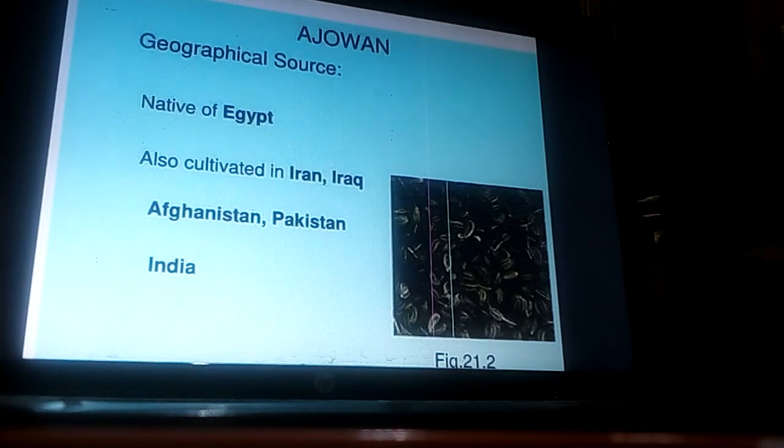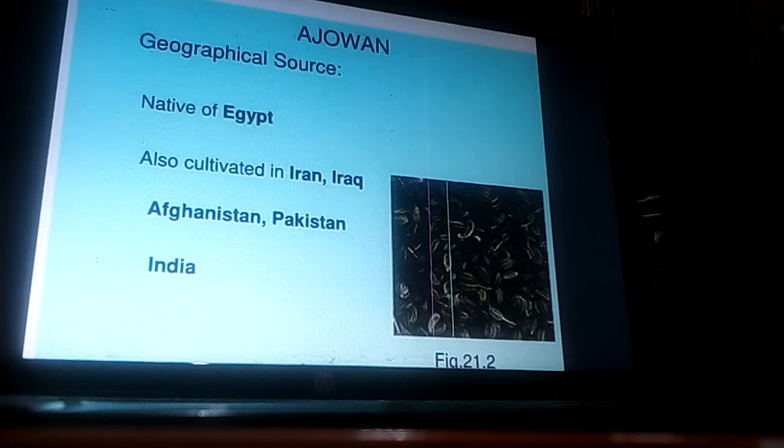Now you can see here the image of ajwan. When you see the ajwan, what is the color? Yellowish brown. Odor: agreeable. Taste: aromatic. And the size is just about 1.7 to 3 mm long, very small in size, and 1.5 to 2.4 mm broad.